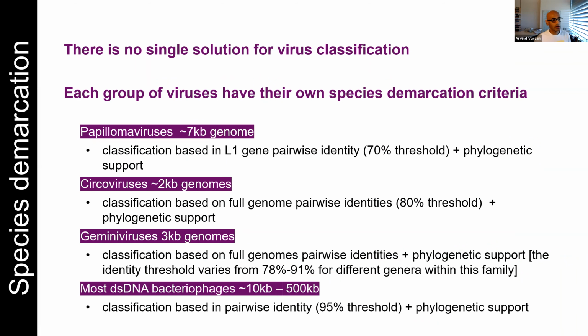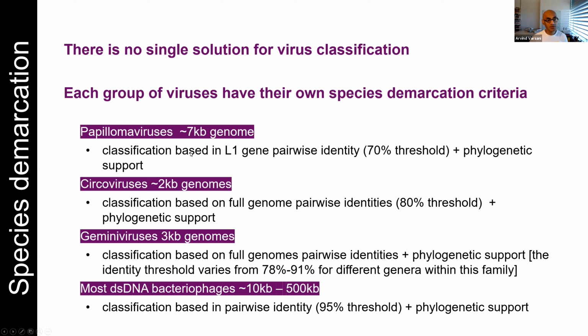Now, as I mentioned earlier, the sizes of the genomes vary. There is not a single gene that is universal across all viruses. It is not surprising that there is no single solution for virus classification. And also, given that they're evolving at different rates, the taxonomy of viruses has to be dynamic. It cannot be static. So if you look at it from that perspective, each group of viruses will have its own species demarcation criteria. And within that, there are problems as well.